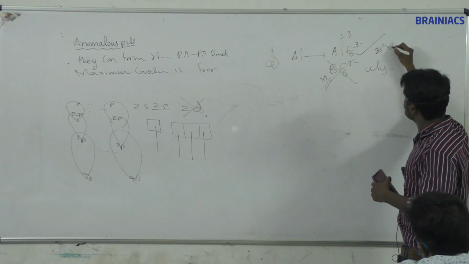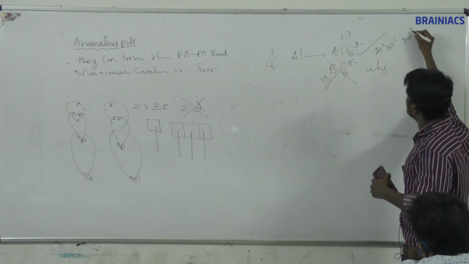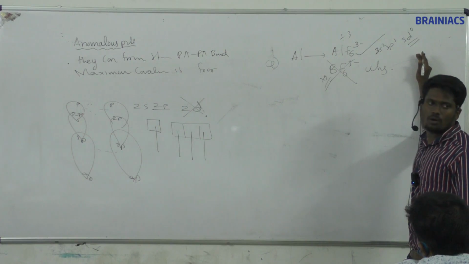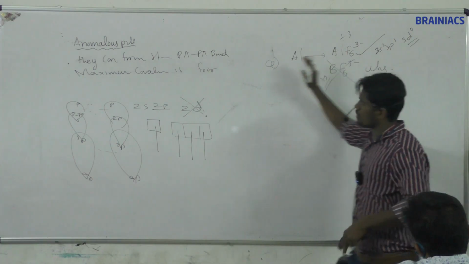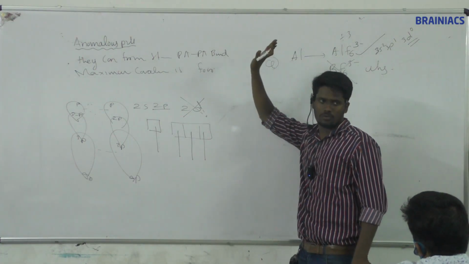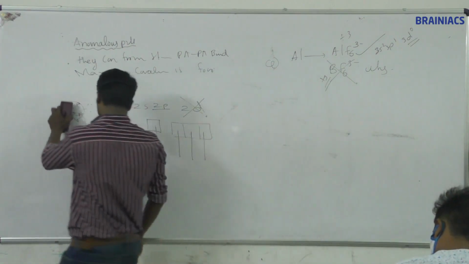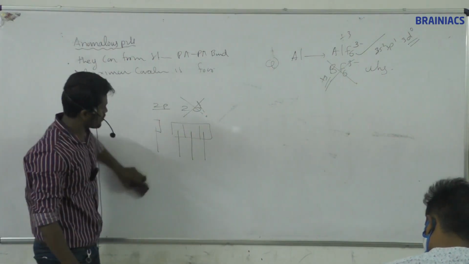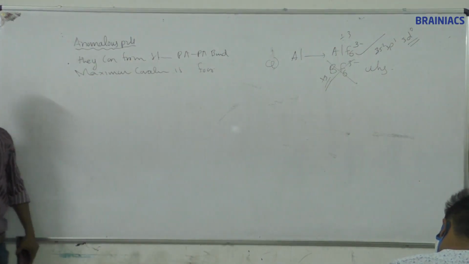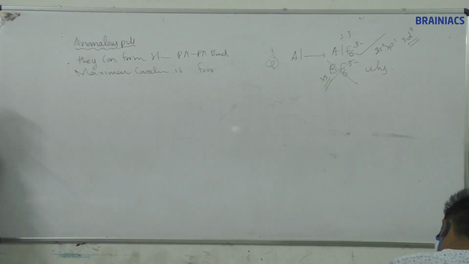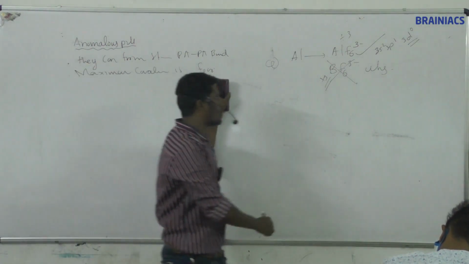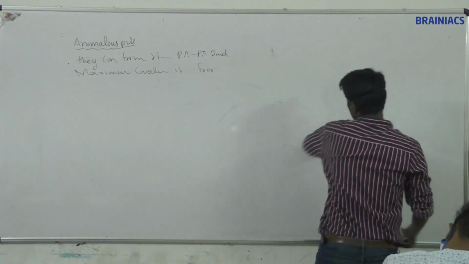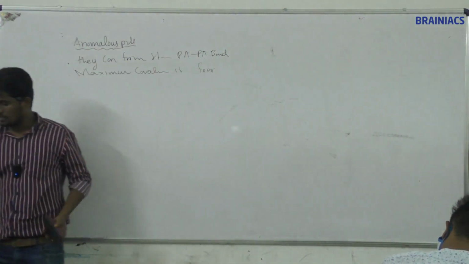Aluminium is 3s2, 3p1 and 3d0. So it has a vacant d orbital, so it can extend its covalency beyond 4. So boron has a maximum covalency of 4. Okay, 2 properties: they can form strong p-pi bond, and maximum covalency is 4.